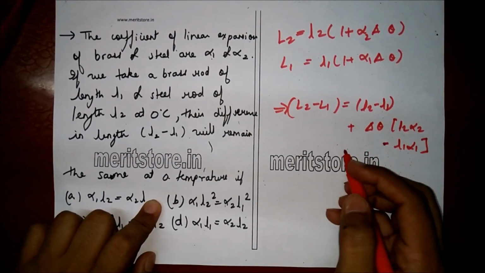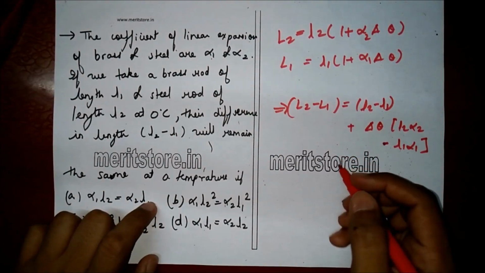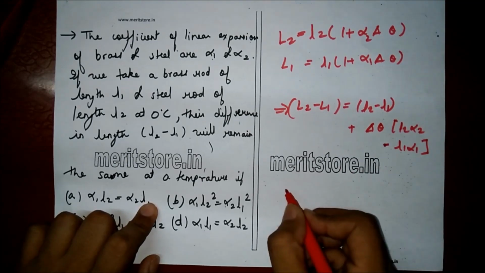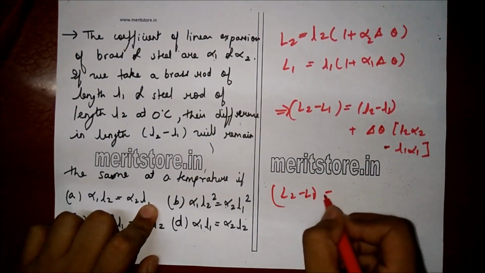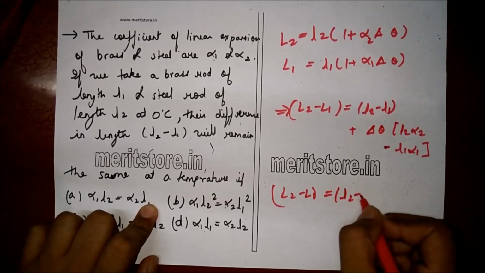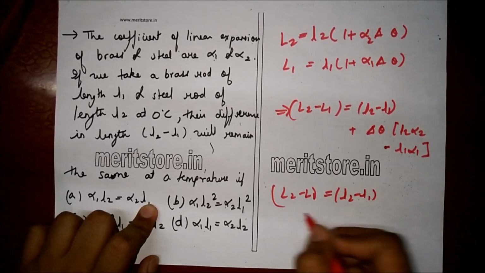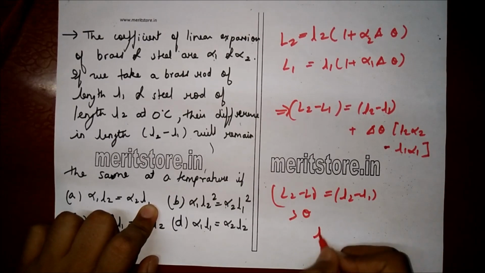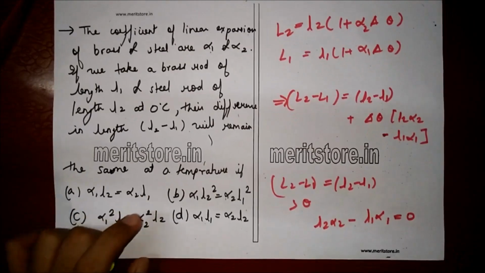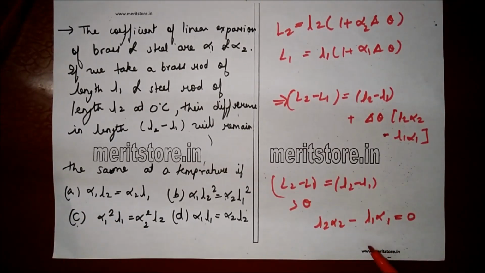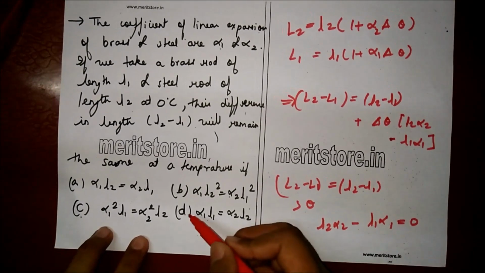So now we need to find the value of L2 minus L1. Therefore, L2 minus L1 is equal to small l2 minus small l1. So l2 alpha 2 minus l1 alpha 1 will be equal to 0. This is the correct relation. Therefore, l1 alpha 1 will be equal to l2 alpha 2, which is the correct answer, which is option D.